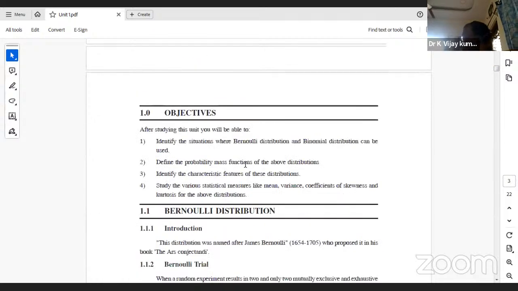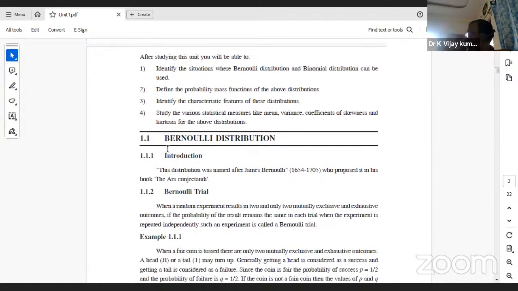And the objectives we have to take here: identify the situations where Bernoulli distribution and binomial distribution can be used. Define the probability mass function of the above distributions. Identify the characteristic features of these distributions. Study the various statistical measures like mean, variance, coefficient of skewness, and kurtosis for the above distributions.